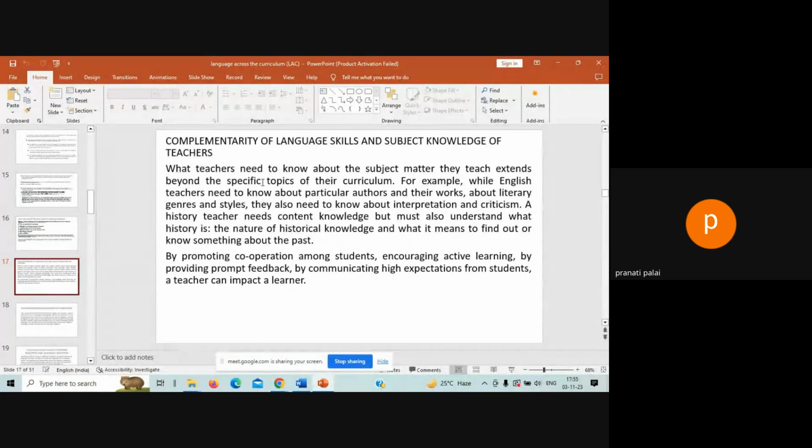Simultaneously, he must find out or know something about the past. He must correlate the past with the present. What is the significance of past experiences in the present situation? He will correlate the past with the present. Similarly, an English teacher will develop vocabulary, but not only vocabulary or literary skill among the learners; he must develop the ability of interpretation and criticism within the learner. By promoting cooperation among students, encouraging active learning, providing prompt feedback, and communicating high expectations from students, a teacher can impact a learner.